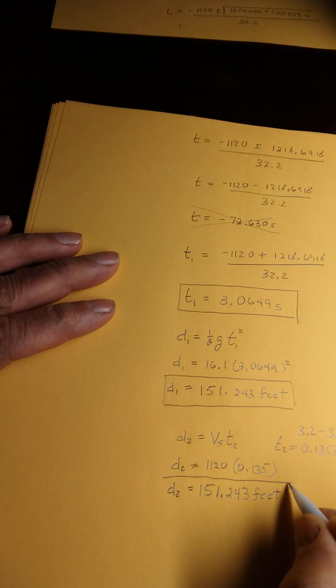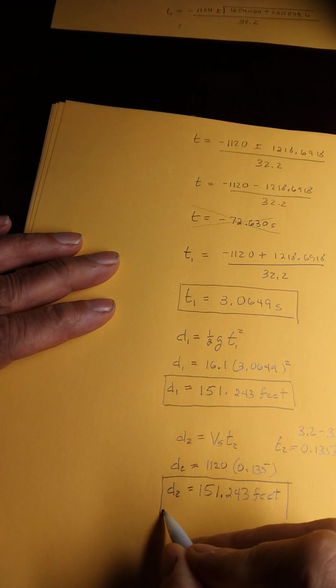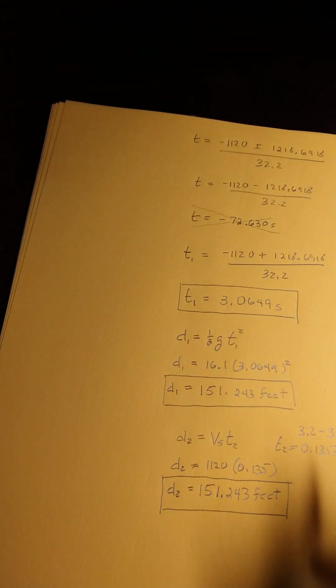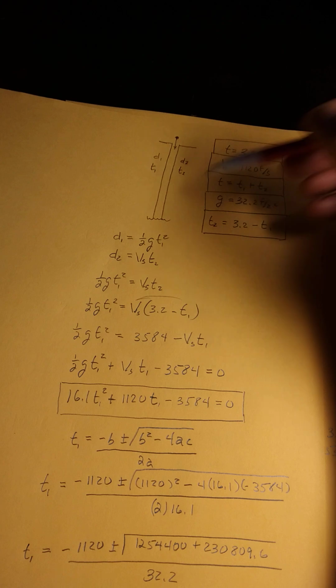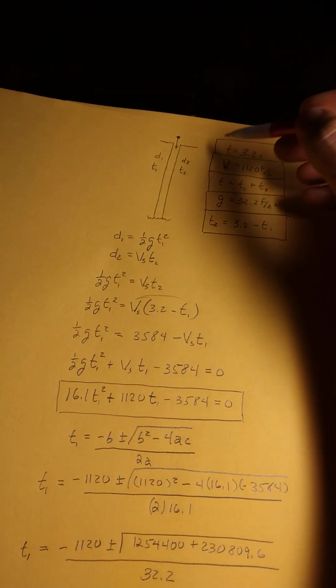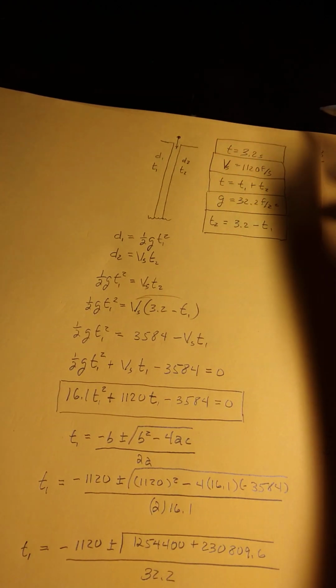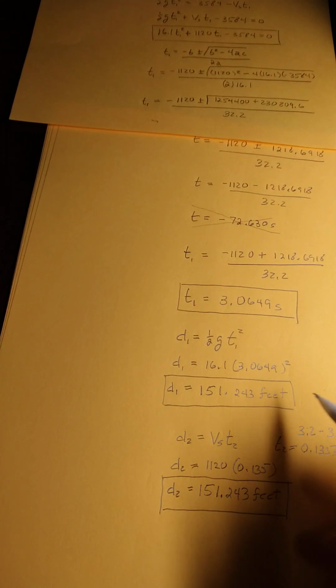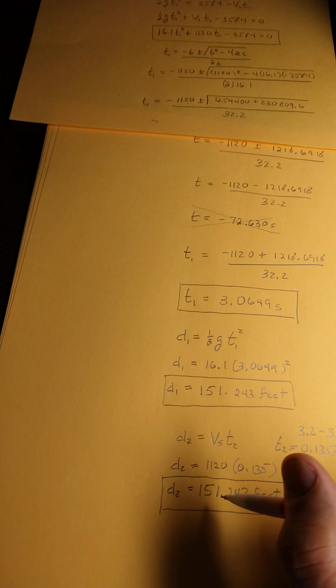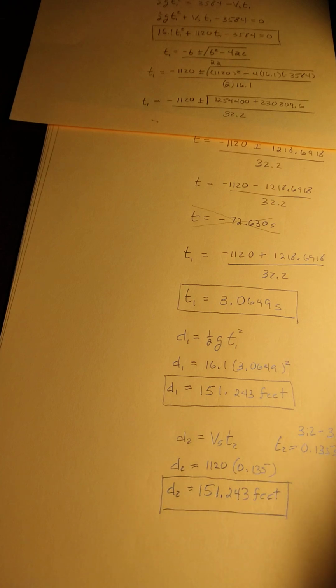So that is how you solve this particular problem. This particular problem is the one where you drop a stone into a well. After 3.2 seconds, you hear the sound. And with that information alone, you can draw the conclusion and mathematically show that the depth of the well is approximately 151 feet, 0.243 feet.